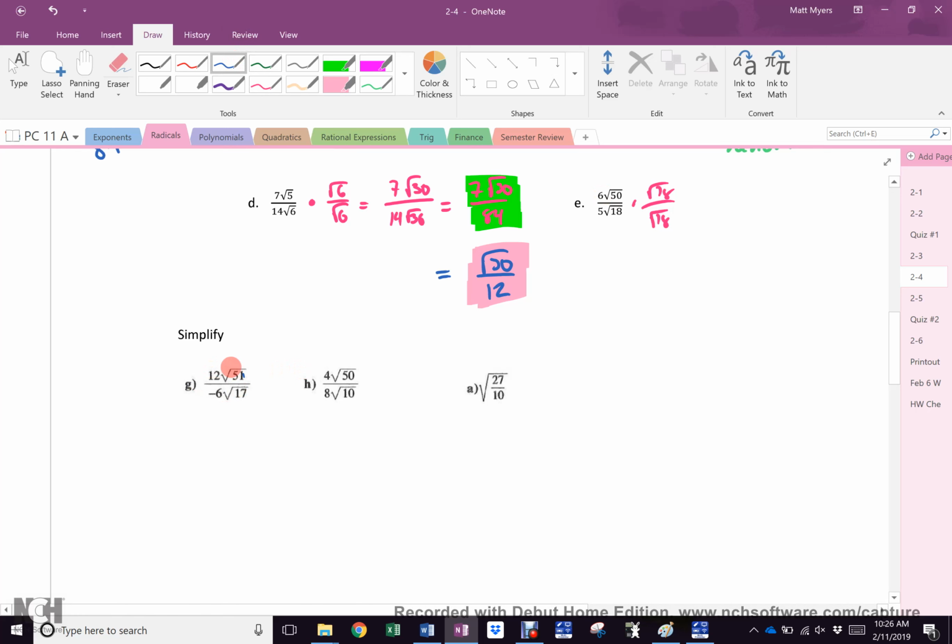Can I do division here? Remember, coefficients with coefficients, radicals with radicals. Can I do division there? Yeah. That is negative 2 root 3, because 51 over 17 is 3, and negative 2 and 12 over negative 6 is negative 2. Everybody cool? Okay. Does H work?